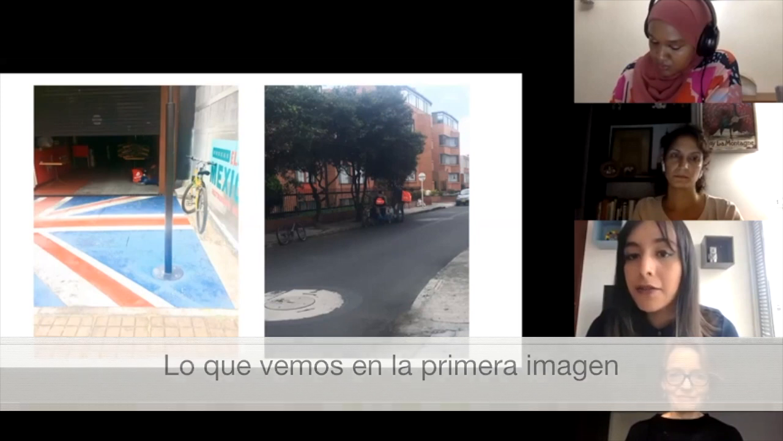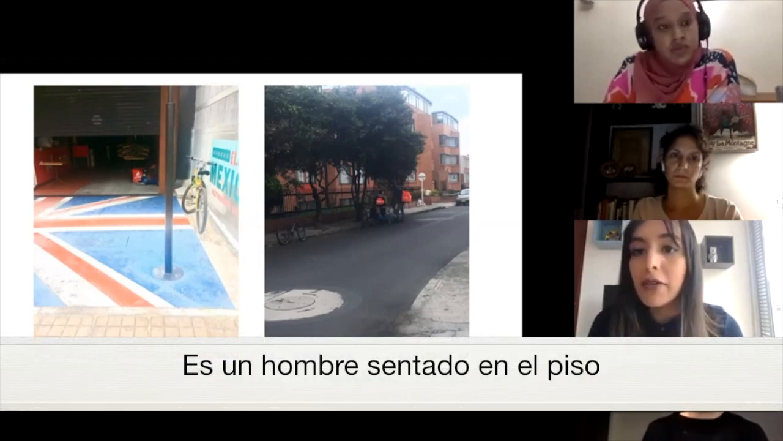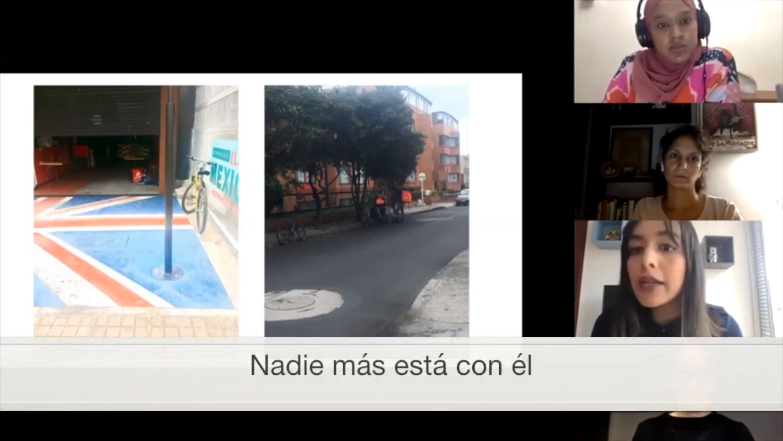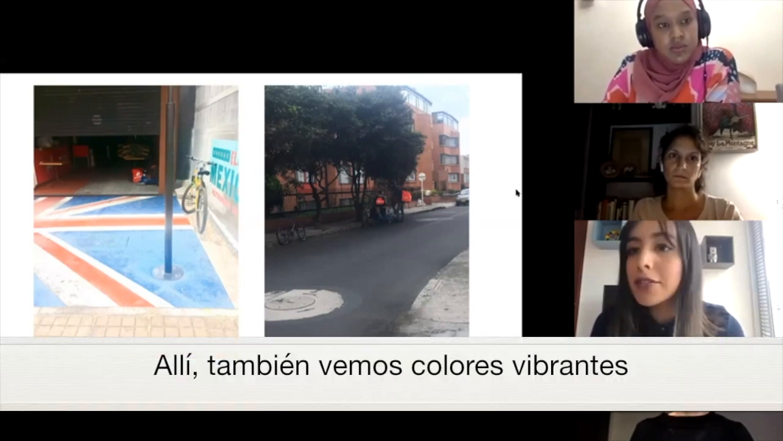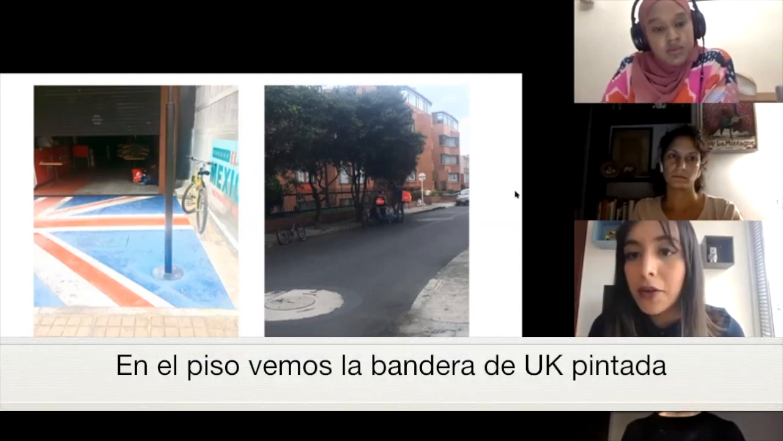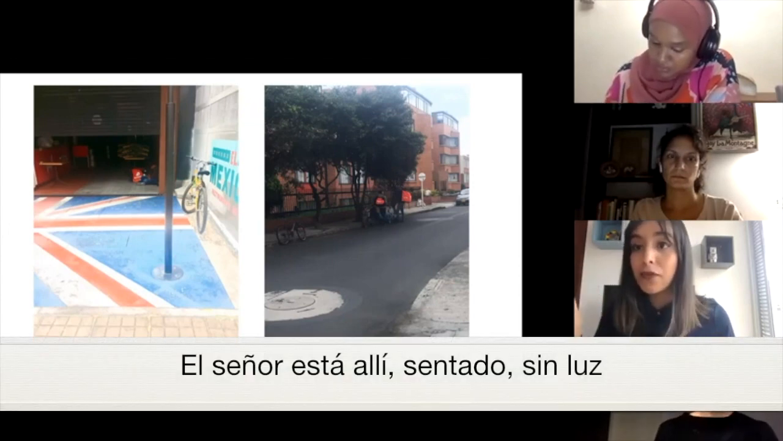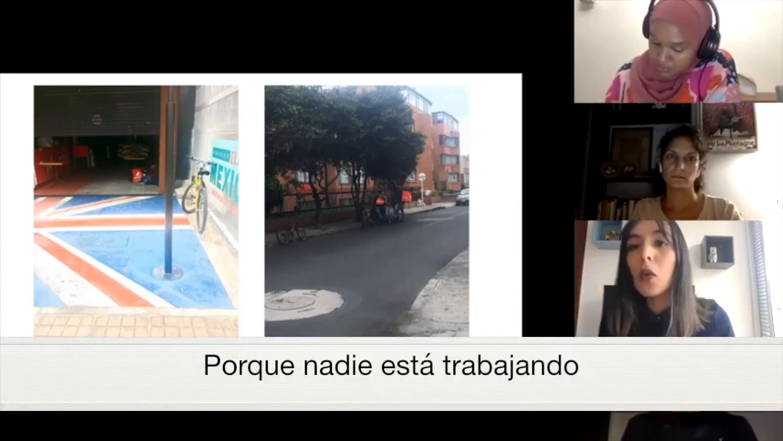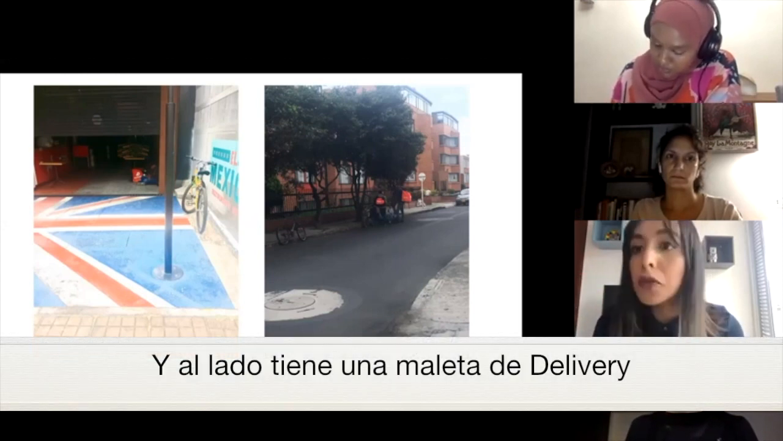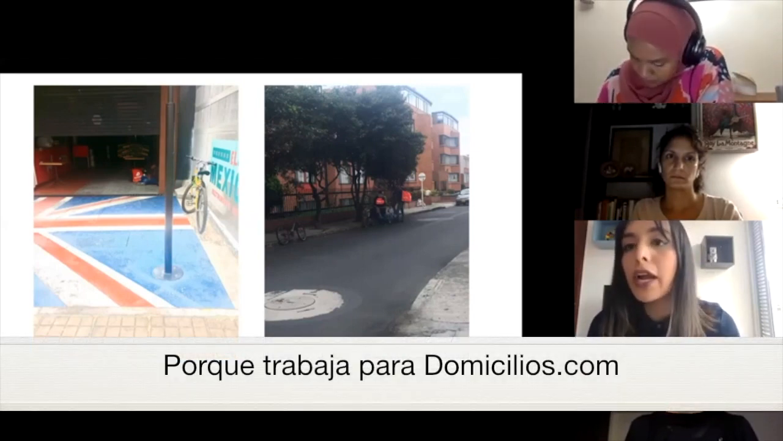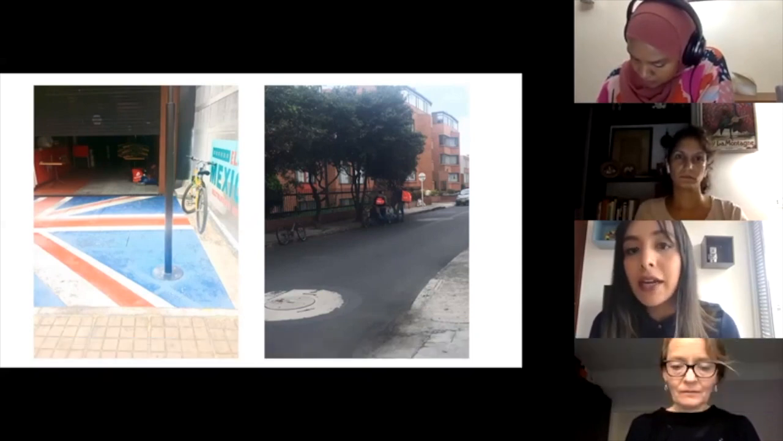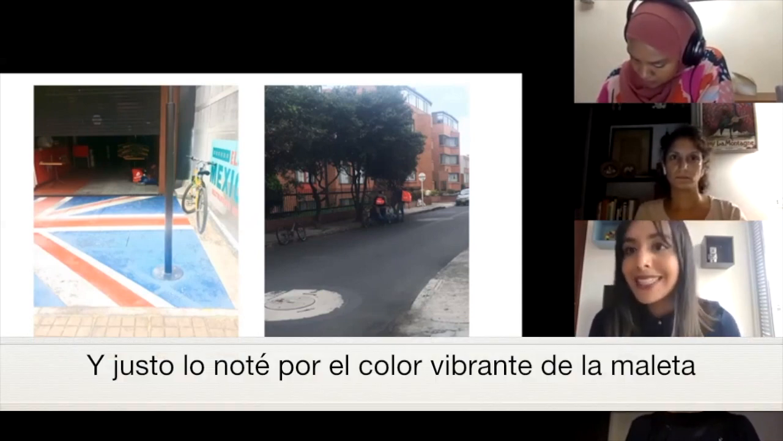What we're seeing in the first picture is a man sitting inside a restaurant. He's sitting on the floor wearing jeans and a black jacket, and no one else is with him. And we are able to see vibrant colors. On the floor, you see that a flag is painted, the UK flag. He's sitting inside this food court with no light in it because no one is working there. So what is he doing? He's staring at his phone. He's next to a delivery backpack because he works for a company called, in Spanish, domicilios.com, in English, delivery.com.